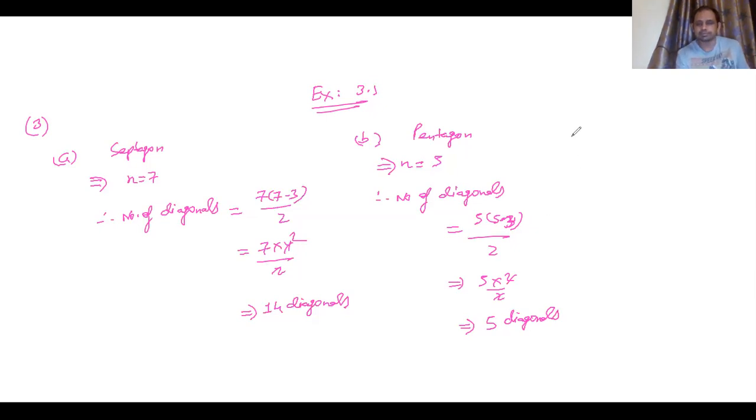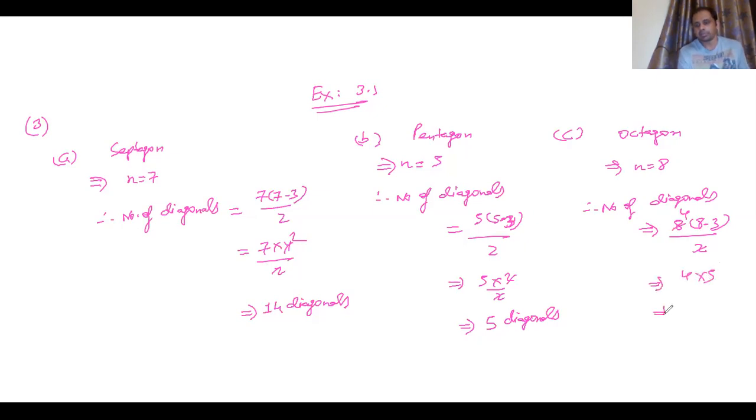Then the third one, octagon. Octagon means n equals 8. Therefore, number of diagonals is given by n into n minus 3 upon 2. Here n is 8. 8 minus 3 upon 2. 2 ones are 2, 2 fours are 8. And 8 minus 3 is 5. So 4 times 5 gives 20 diagonals.